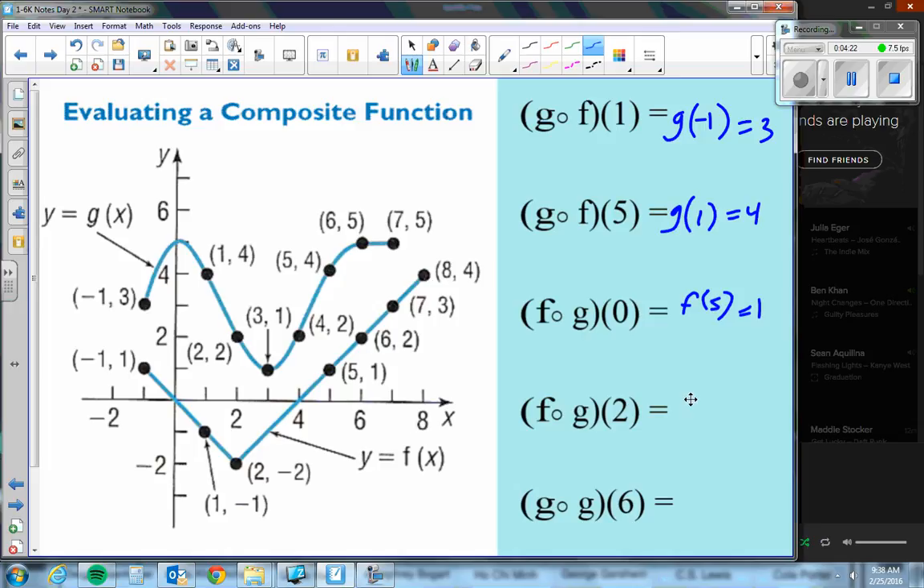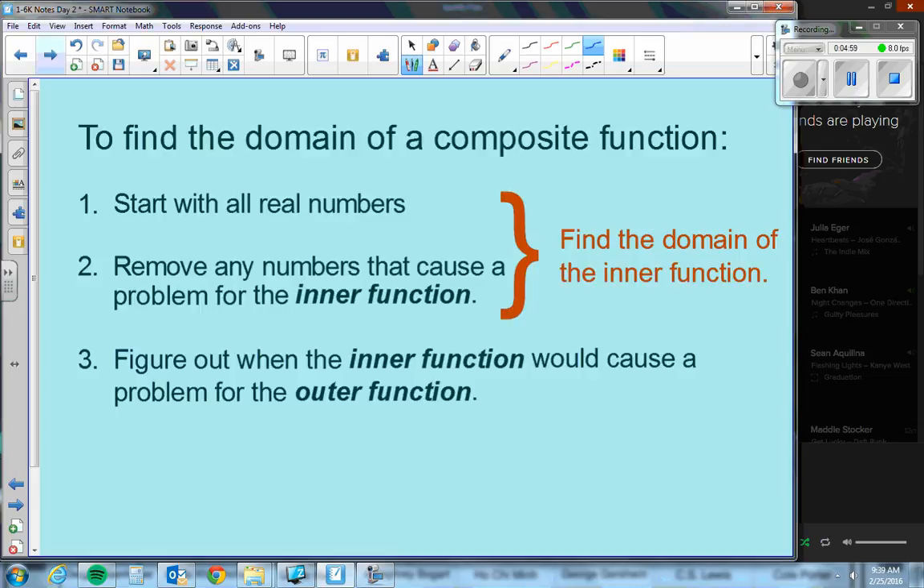What did you get? Final answer? Let's see. g of 2 is 2. And then f of 2 is negative 2. It's kind of a funny one there. And then the last one, figure that one out. What's the answer? Yeah, because g of 6 is actually 5, and then g of 5 is 4. Okay. All right. We'll move on. Those are just, like I said, kind of fun.